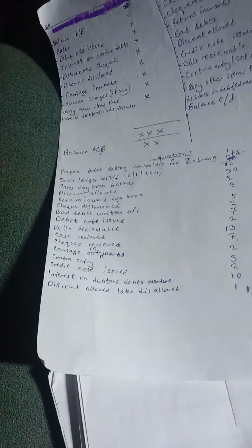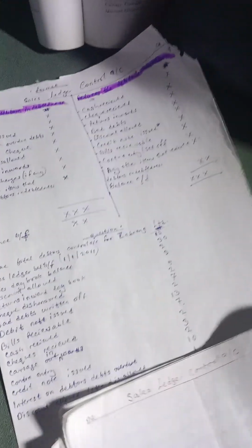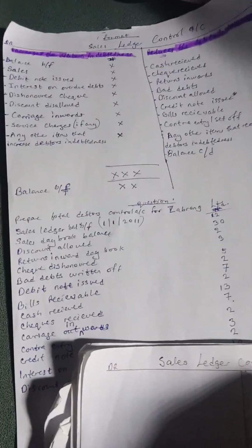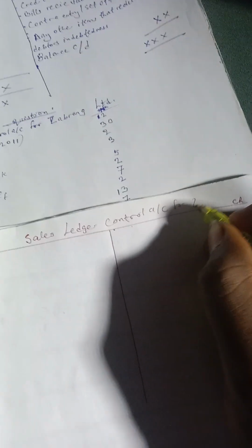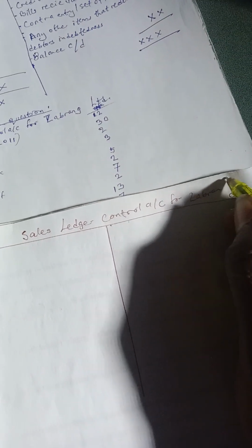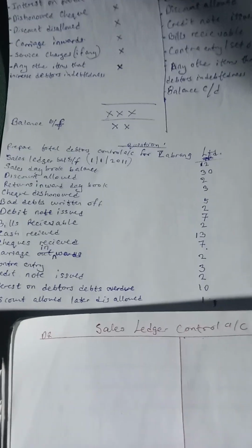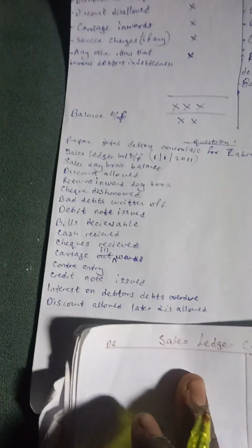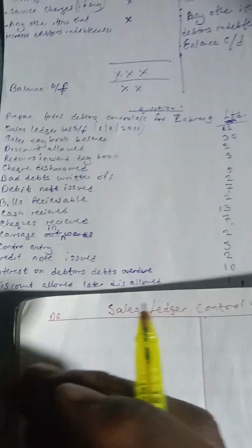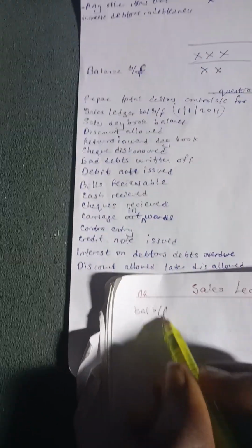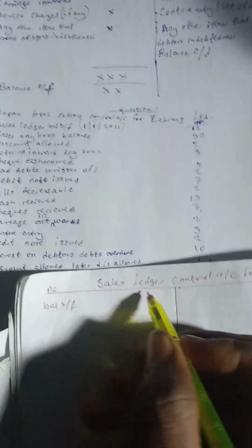Our question told us to prepare the total debtors control account for Drabland Limited. First of all, we have the sales ledger balance brought forward. A sales ledger is the same thing as a debtors account, and a debtors account surely has a debit balance. So we have our balance brought forward to be 12 naira.